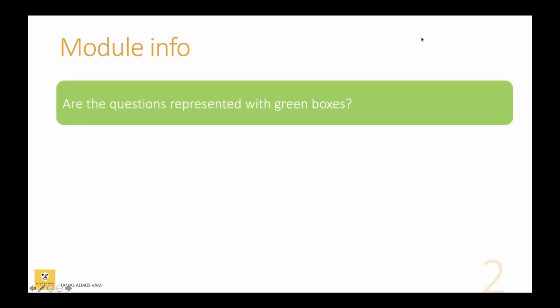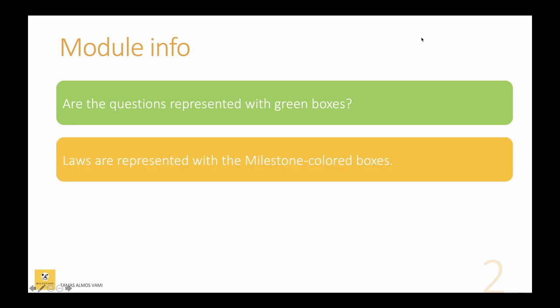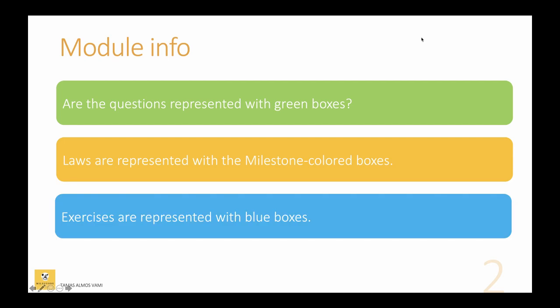First, I would like to go through some module info, with some notions. Whenever you see a green box, those are going to contain questions. All these milestone color boxes will be the physical laws, and the blue boxes are going to be exercises that are going to be mentioned in this class. I will also have some parts in purple. These are parts which are not actually part of this module, but very interesting topics about which you can ask me anytime, email me or ask me at the session time.